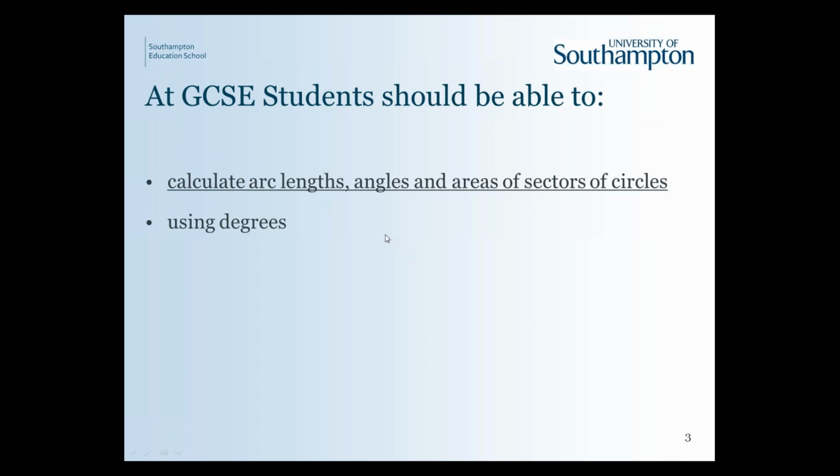So the first bit is GCSE, and then all the rest of it today is AS level, really. Well, graphs and transformations fall into GCSE a bit, but it depends which bits we do. So, calculating arc lengths, angles and areas of sectors of circles using degrees is at GCSE.